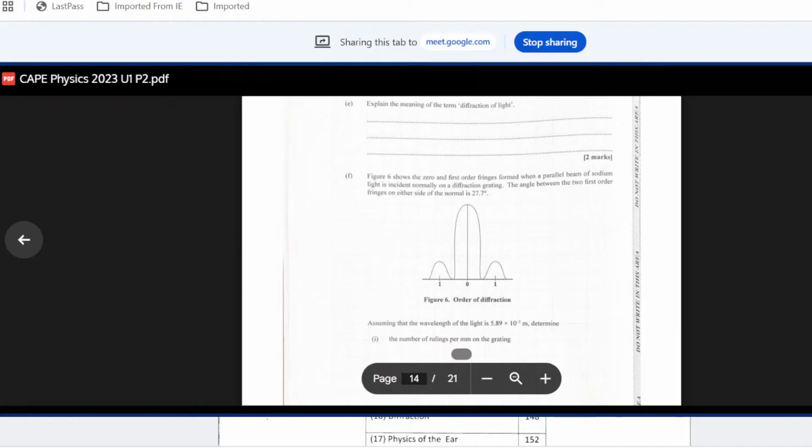Yeah, I think Carl is right though. The angle between the two first order fringes sounds like from one fringe to the other, and not necessarily from 0 to 1. What do you think?